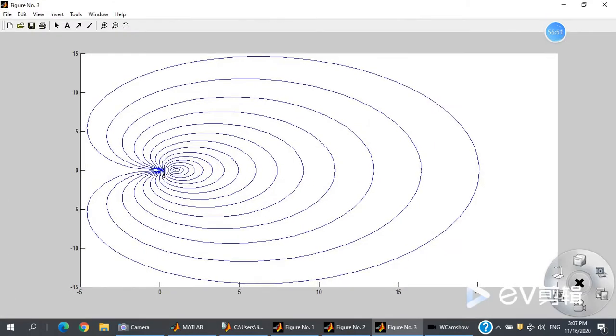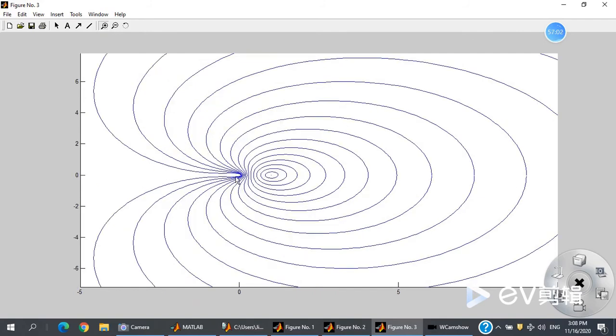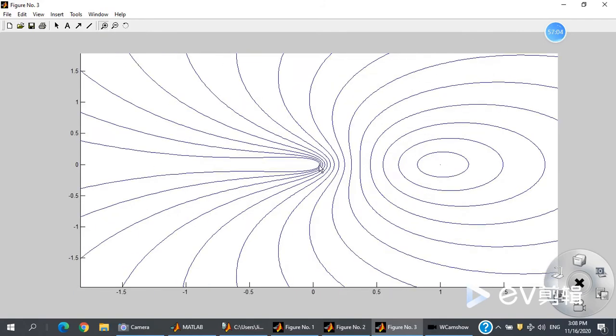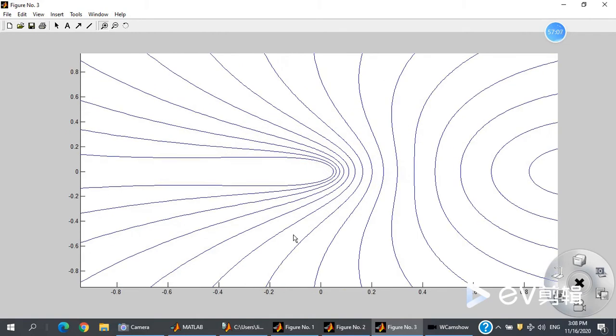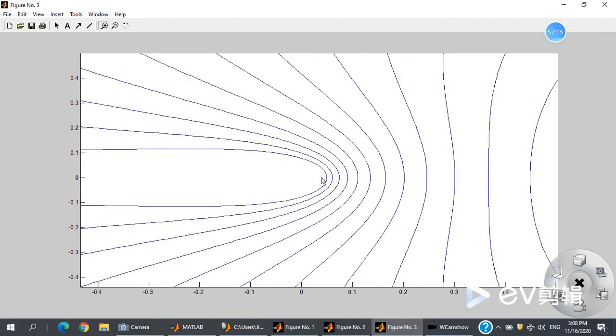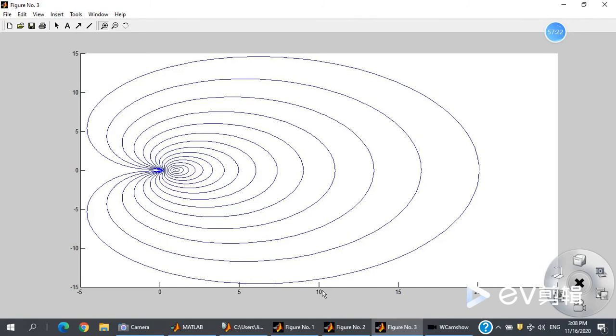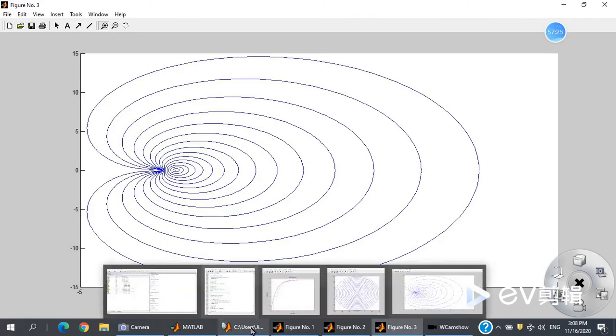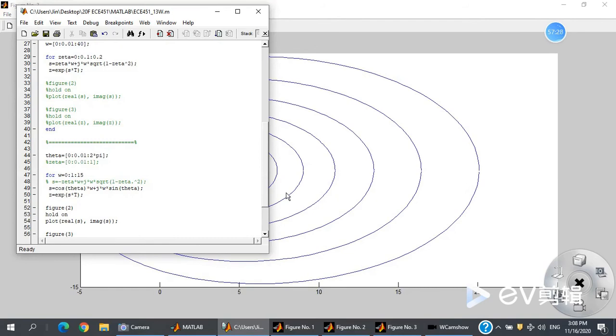Oh, this is the origin. So all these curves will not go across the origin. They will turn around the origin. You see, the origin is here, so all the curves will not go to the right side. They just turn around here. Yeah, this is another way of corresponding S and Z.